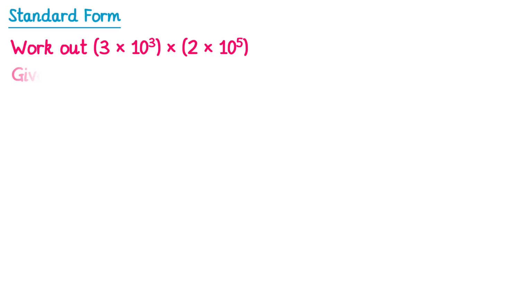Another thing you need to be able to do is calculate with numbers in standard form. So we need to be able to add, subtract, multiply, and divide numbers that are written in standard form. Let's have a look at some examples of these. So we're going to do this question here. 3 times 10 to the power 3 multiplied by 2 times 10 to the power 5. And we're asked to give the answer in standard form.